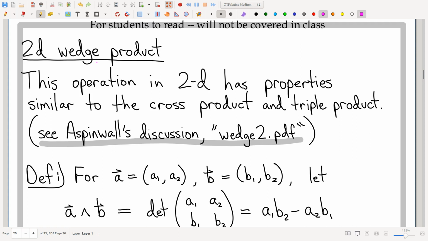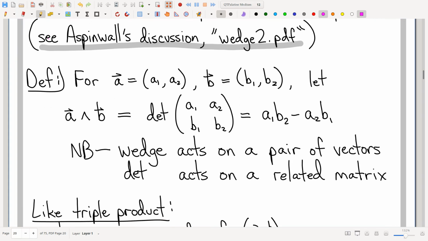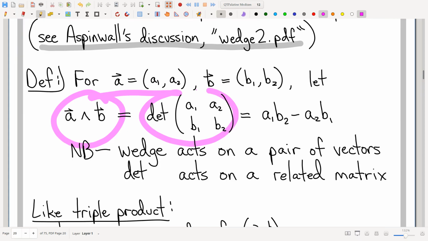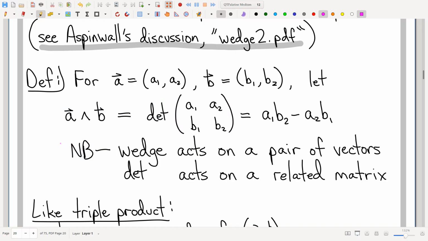There is a similar thing in 2 dimensions. It's not the same, but it has certain similarities. It's called the wedge product. Here's the definition. The wedge product is computed by a determinant. You just take the 2 vectors and make a matrix out of them and compute that determinant.